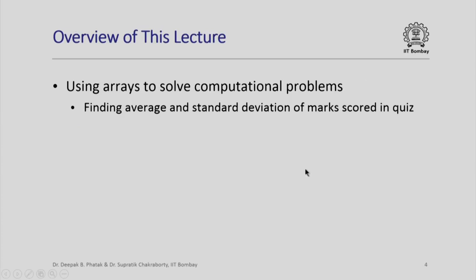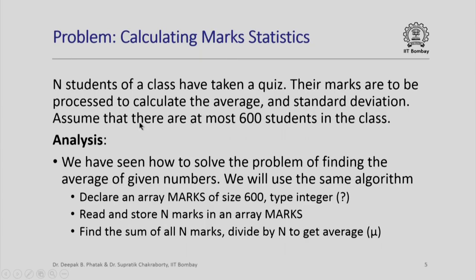In this session, we specifically look at a simple problem of finding average and standard deviation of some data. In this case, the data is marks scored in a quiz by students in a class. Here is the definition of the problem. N students of a class have taken a quiz. Their marks are to be processed to calculate the average and the standard deviation. We assume that at most 600 students are there in the class. Why do we need this number? We need this to define the size of the array so that the array can hold marks for all students.